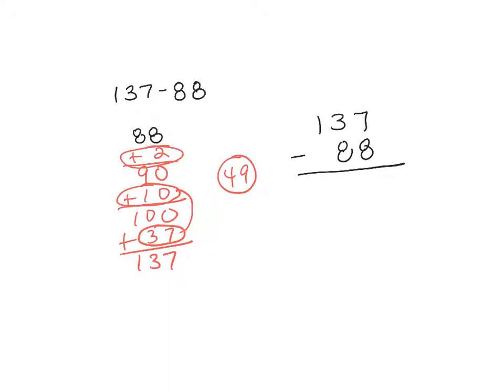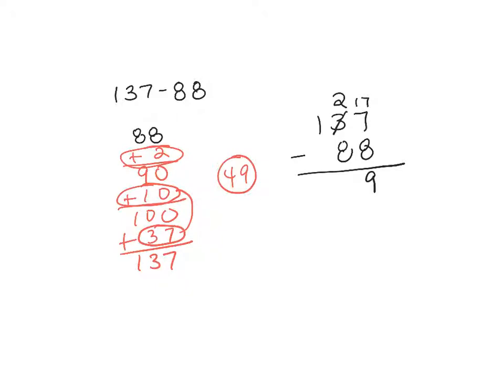I know I can't take 8 from 7 in the ones place, so I'm going to have to do some regrouping. I'm going to take 1 away from the 3 tens and make it 2 tens, which means that 1 ten came over and added to the 7. So now I have 17.